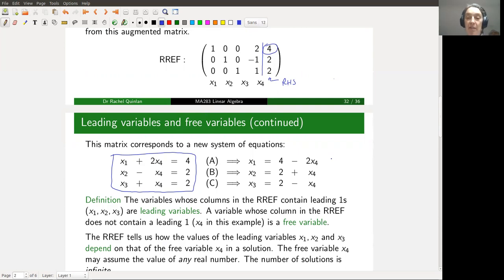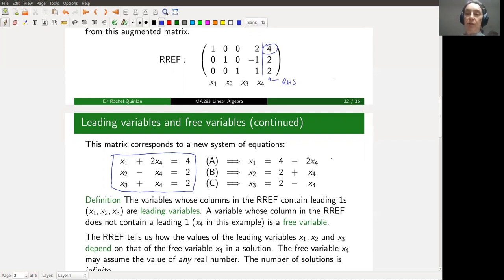Second equation similarly says x2 equals 2 plus x4. And the third equation says x3 equals 2 minus x4. Okay, so we're saying that this system of equations, which I think we'd all probably agree is a nicer, simpler looking one than the one we started with, has the same solution set as the one we started with. And what we're saying here is that in a solution, we have one equation each for x1, x2, x3, each telling us how the values of x1, x2, or x3 must depend on the value of x4 in a solution of the system.